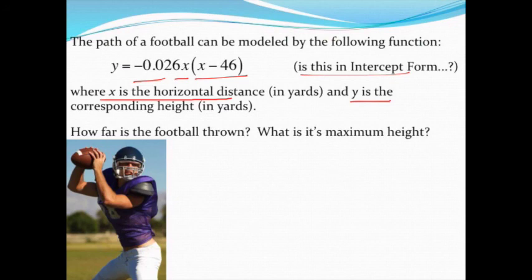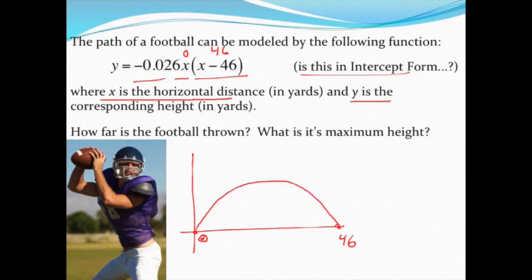So I'm actually going to just make a quick sketch of this so I can get an idea of what's going on with this parabola. So my two x-intercepts, one of them is going to be at 0. That's that x by itself. The other x-intercept is going to be at 46. So I've got a football that's starting from 0 on the ground. So maybe I'm not throwing it, maybe I'm punting it. And then it's landing on the ground at 46 yards. So if I kind of sketch that in, that's going to be the path that the football takes.